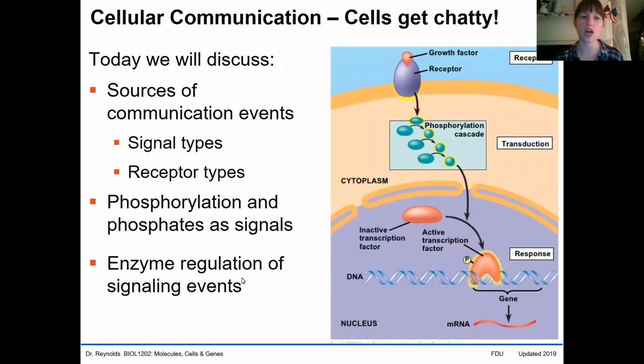Now today we're going to talk about the sources of chemical events of these communications, both the signals and the receptors that receive them, how those signals go from their actual receipt to a place where they can achieve a change inside of the cell, and then how we can regulate that process.